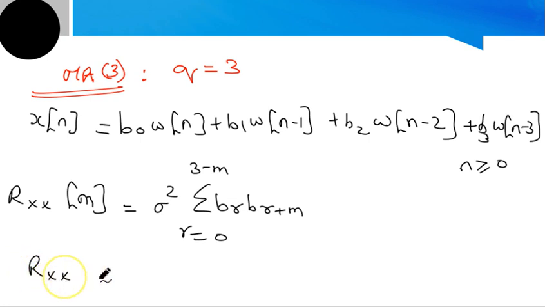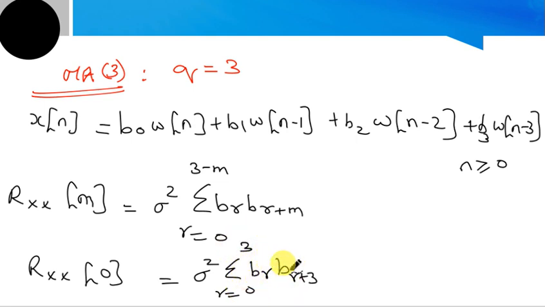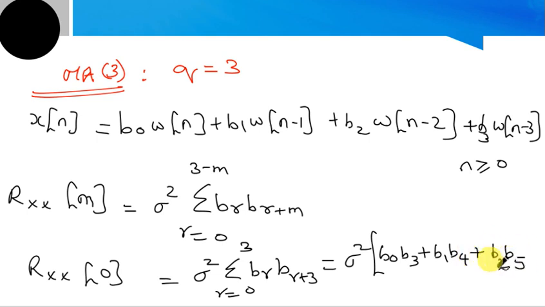So with this, we have Rxx of 0, that is I put m equal to 0, is sigma squared, r runs from 0 to 3, br into br plus 3. So this value is now sigma squared. R is 0, I will have b naught b3. R is 1, I will have b1 b4. R is 2, I will have b2 b5. Is it so? Please look at this. Is this what you will be getting? This will not be the term that you will be landing up with.